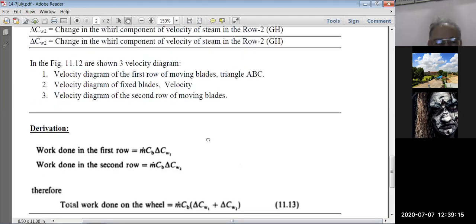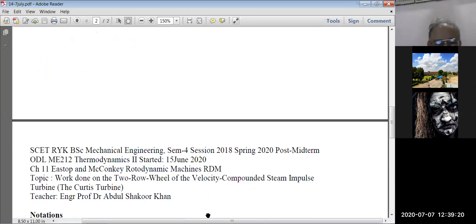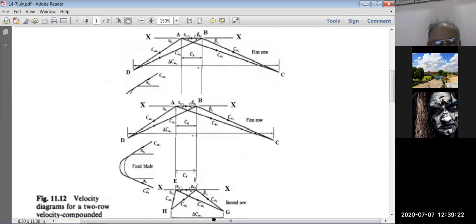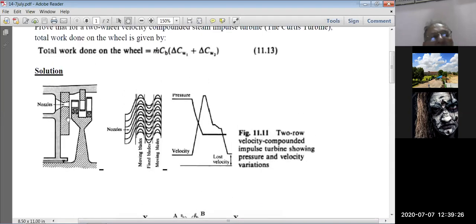So this was the objective, but for that we needed such a long preparation. We have to understand the construction of the 2-row wheels of an impulse turbine. This is called velocity compounding, and this is also called the Curtis turbine. So this was a Curtis turbine, and this is how we draw the blade diagram. This is how we draw velocity and pressure.